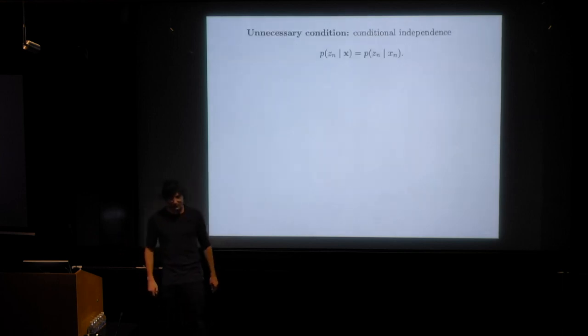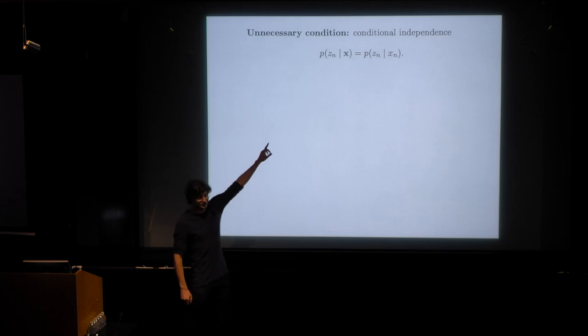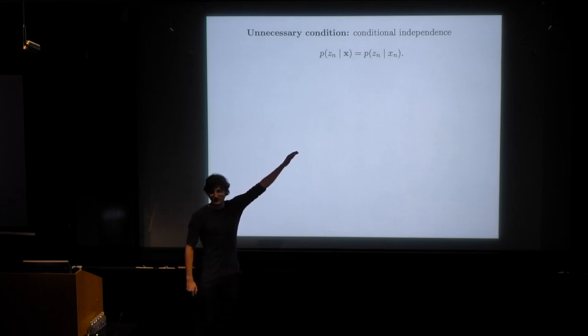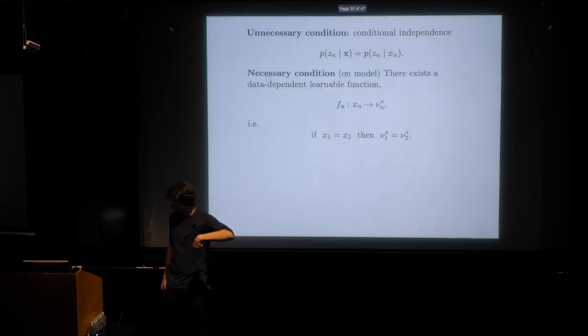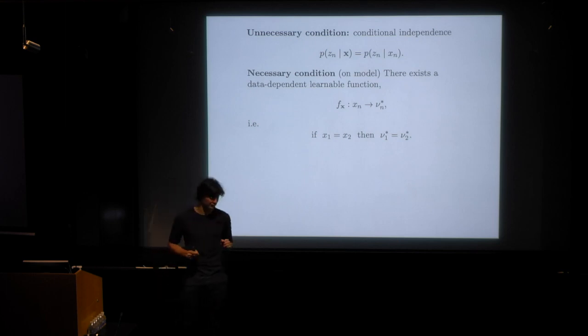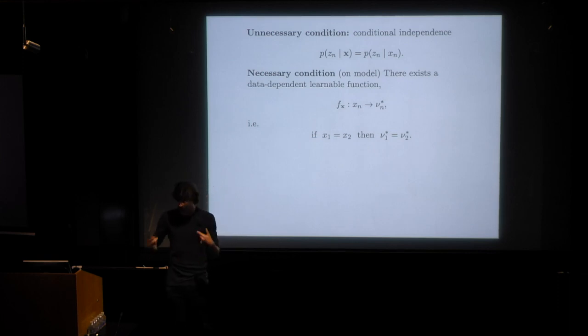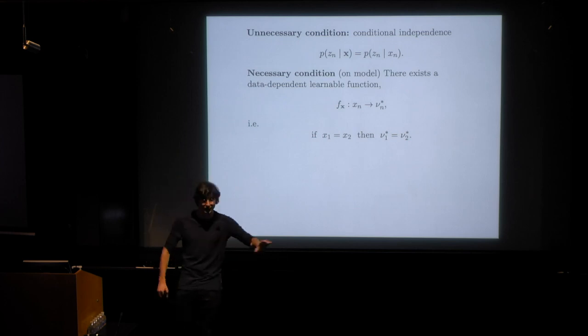I want to point out that this condition, that the posterior only depends on xn, is an unnecessary condition. The necessary condition on the model is that there exists what we're going to call a data-dependent learnable function. But really what I'm saying is there exists a function. And here I want us to go back. I'm not saying it has to be a smooth function or a well-behaved function. I'm just saying there must exist a function.